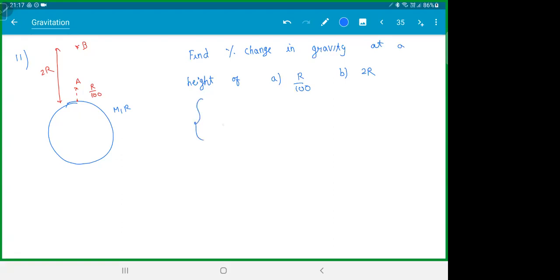Percentage change in gravity is delta g by g into 100. That is the percentage change.